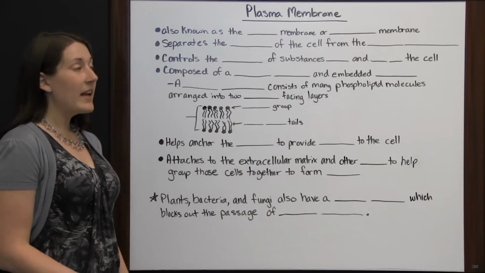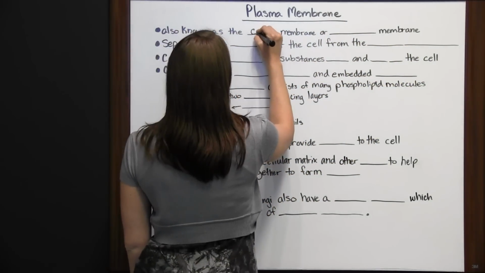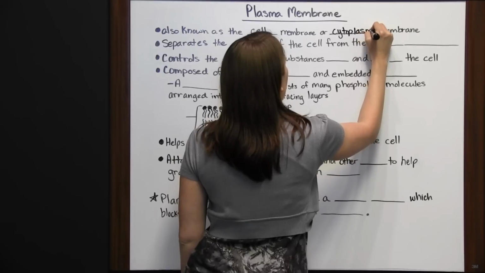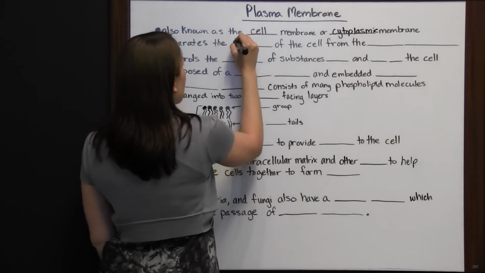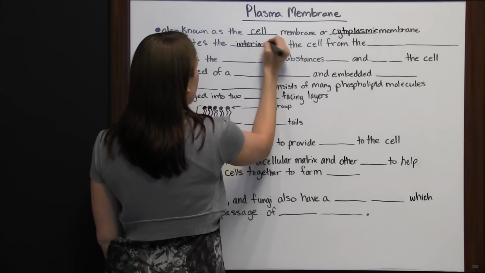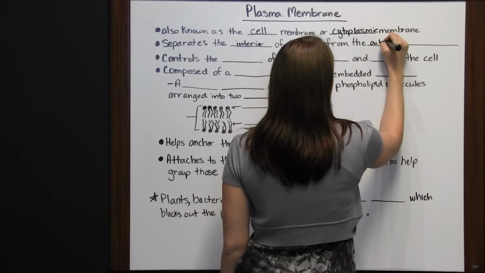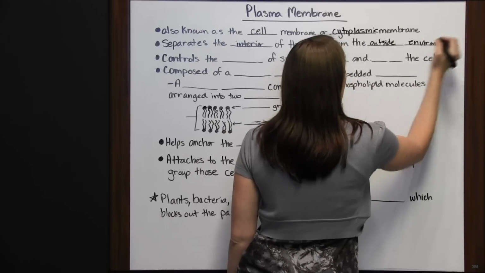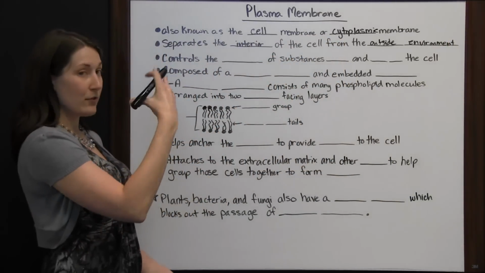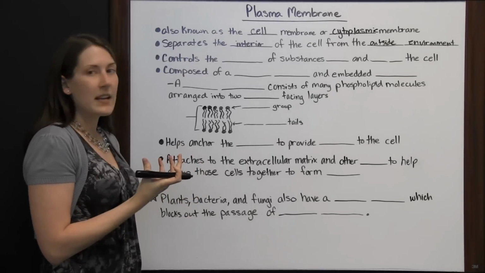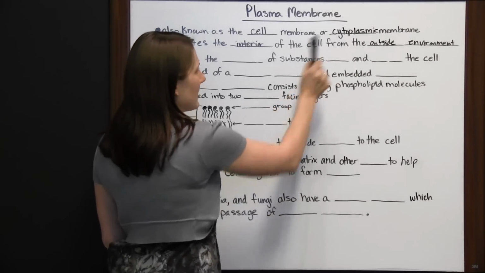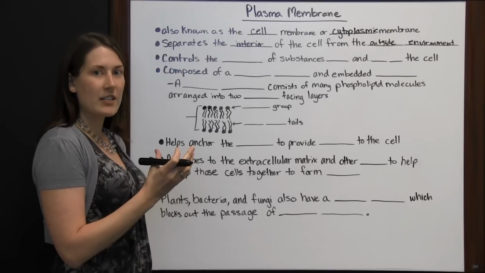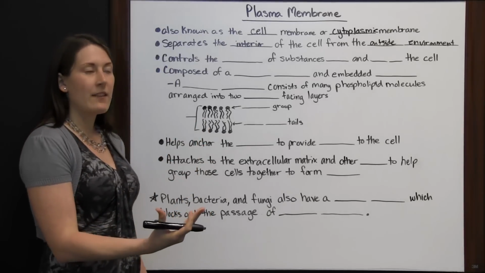Plasma membrane. The plasma membrane is also known as the cell membrane or the cytoplasmic membrane. It separates the interior of the cell from the outside environment. So, it being called the cell membrane makes sense because it surrounds the whole cell and keeps it safe from the outside environment. And the cytoplasmic membrane also makes sense because it's holding all the cytoplasm in. It's a membrane surrounding all the cytoplasm in the cell and protecting it from the outside environment.